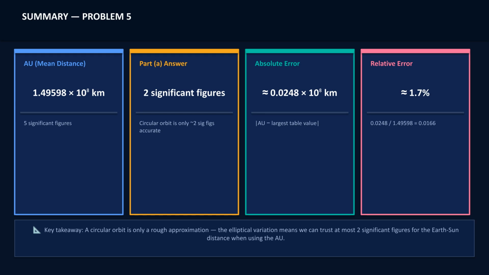The key takeaway is this: a circular orbit is a useful approximation, but the elliptical variation of Earth's orbit limits our precision to just 2 significant figures. Always match your precision to the accuracy of your model, not to the number of digits in your data.